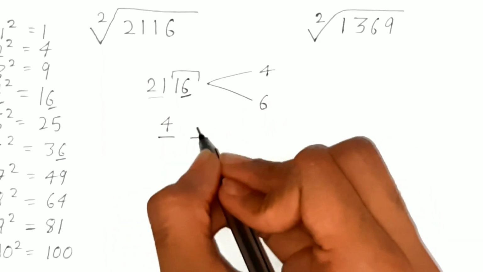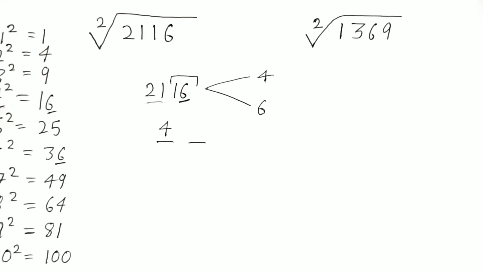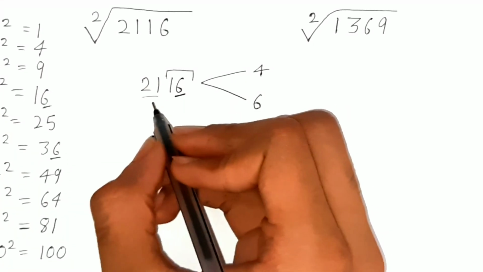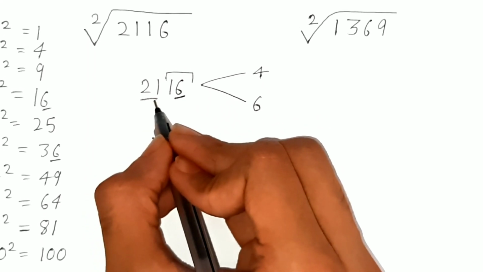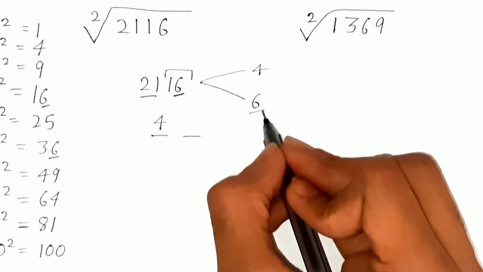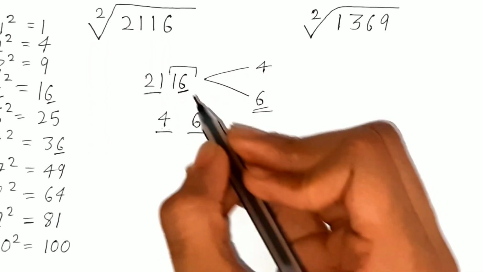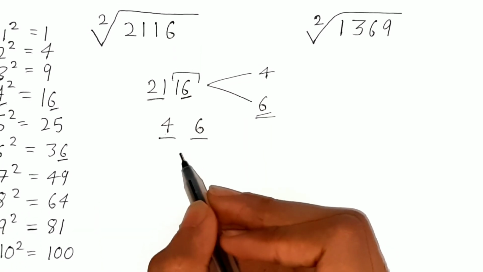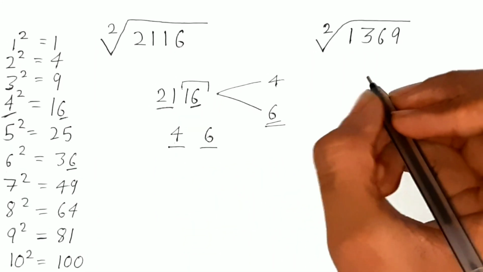For the tens digit, we still need to find out. So now we'll multiply 4 with the next digit. So here 4 into 5 would be 20, and 20, as you know, is smaller than 21. So as 21 is bigger than 20, you'll take the bigger choice, that means 6. So 46 would be the square root of 2116.